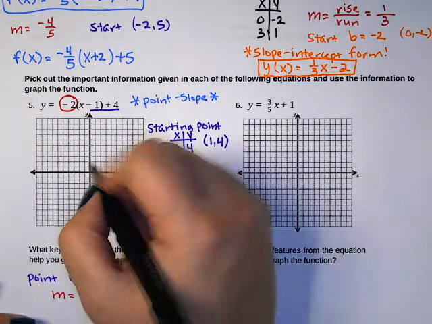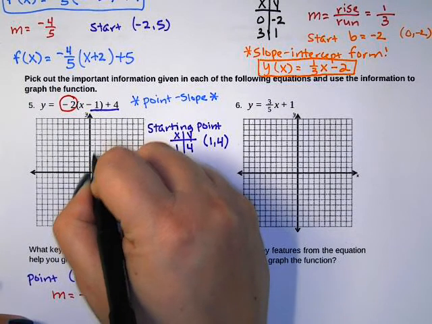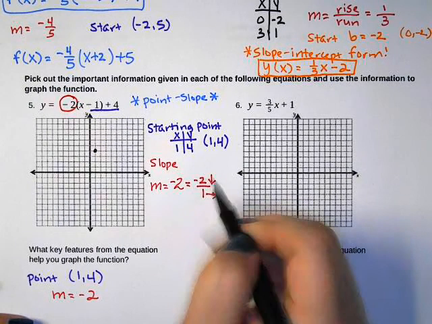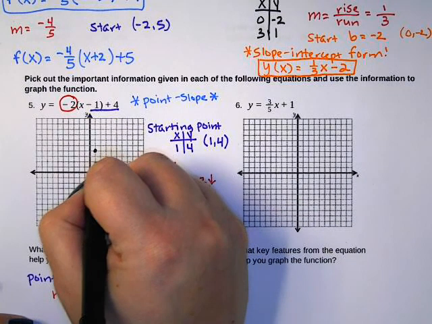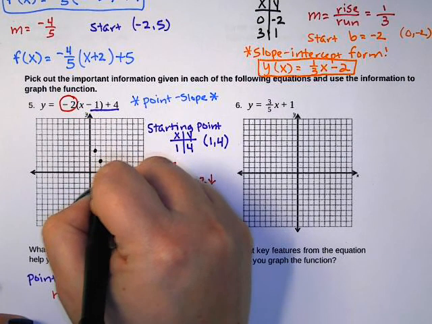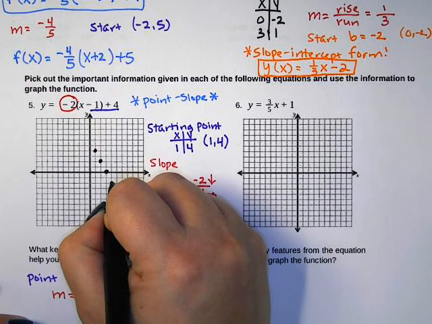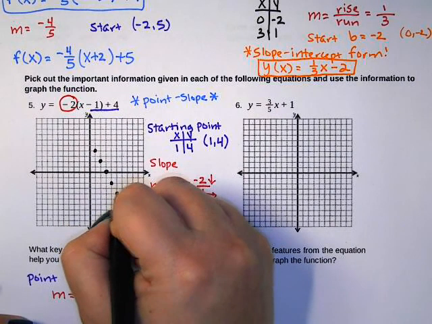I'm going to start at the point (1, 4), 1, 2, 3, 4, there we go. And I'm going to use my slope of -2/1. So down 2 and over 1, down 2 and over 1. And I always like to go as far as I can with my slope.